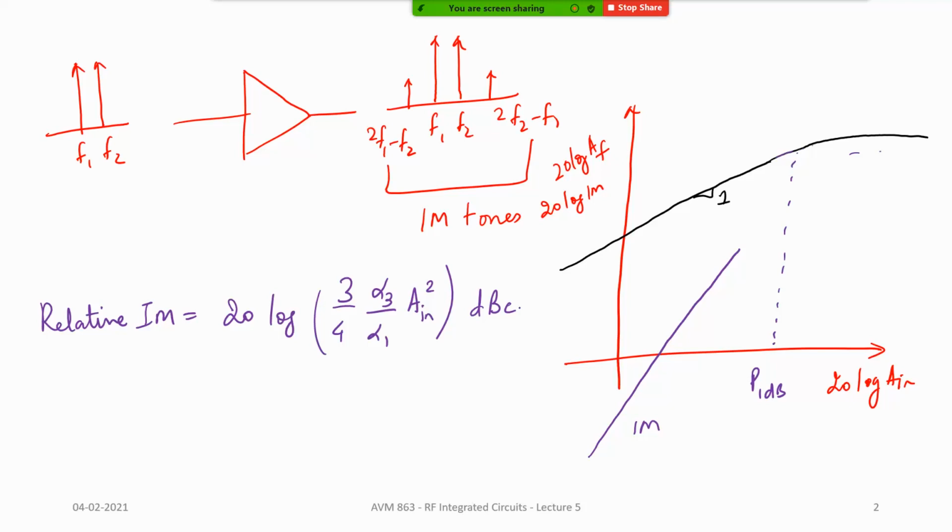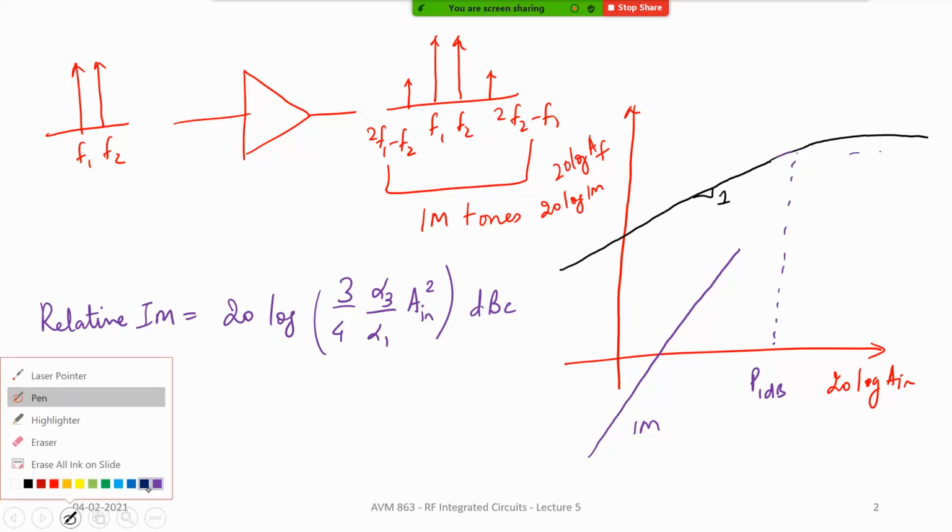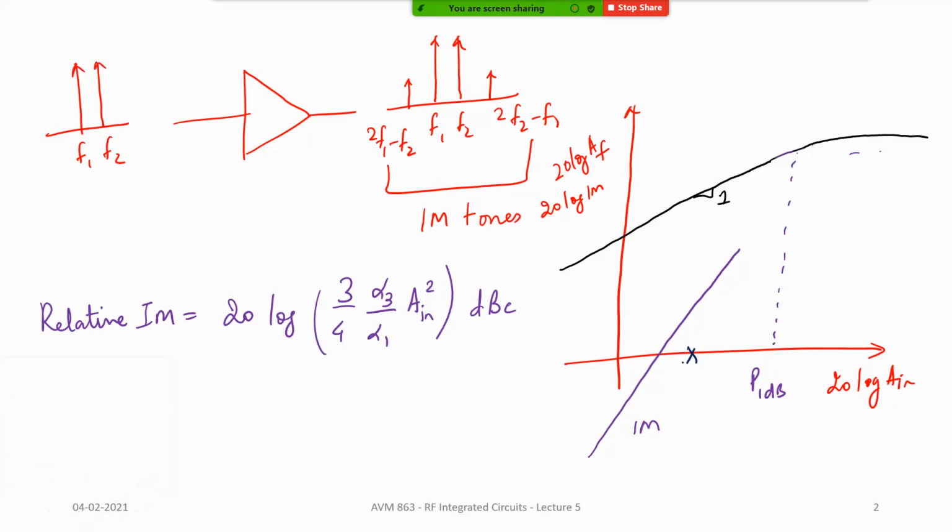Now, this dBc number is going to reduce with a slope of 2 in a log scale. This is what we saw in last class. Another thing is, these IM components are going to be there even when you are away from the 1 dB compression point. Let's say you take a point which is here. This place is quite far from the 1 dB compression point, but still you have some IM components. The level of these IM components depends on the nonlinearity and so on.